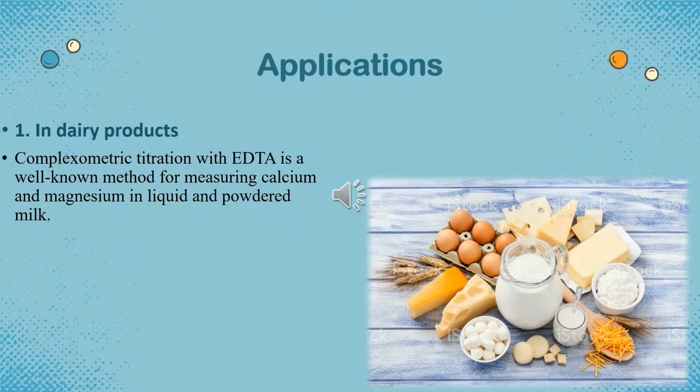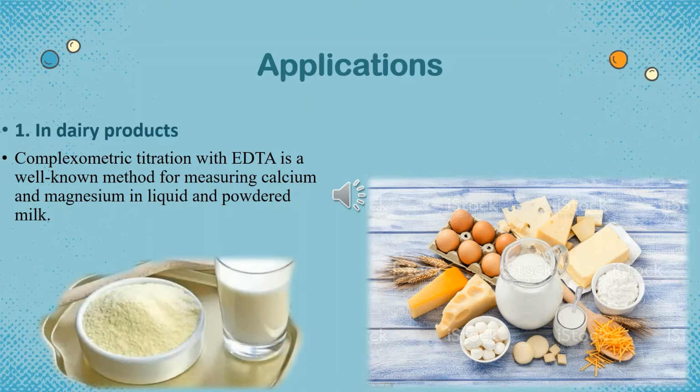First application in the determination of calcium and magnesium is in the dairy products. Complexometric titration is a well-known method with EDTA that is used for measuring calcium and magnesium in powder milk or the liquid milk or any other dairy products.